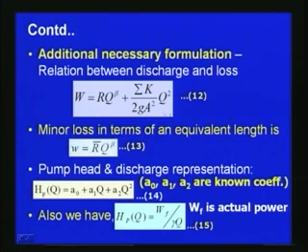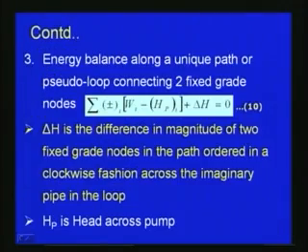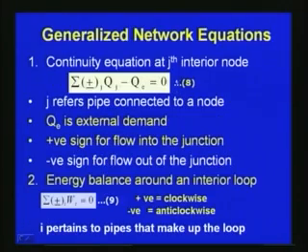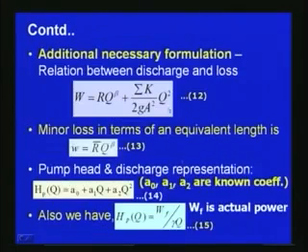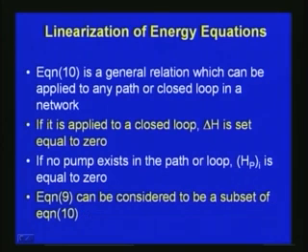So, these relationships we can also utilize with respect to the generalized relationship which we have seen here. That means we have the continuity equation, and then the energy balance equation, and if there is a pump involved in the network, then with respect to that, a change is to be added to this equation. For the additional necessary relation between discharge and loss, we can use equation number 12.